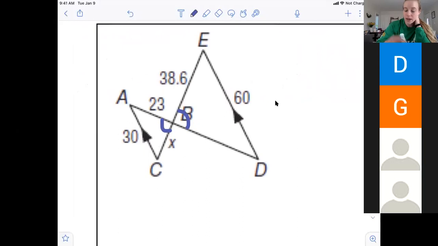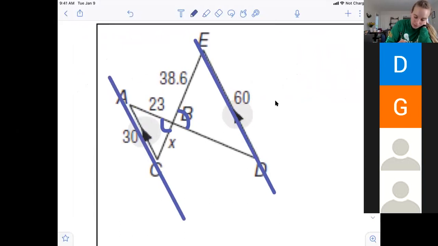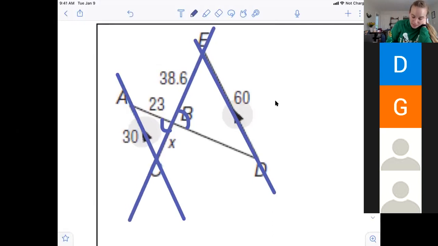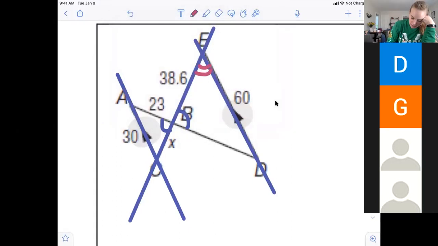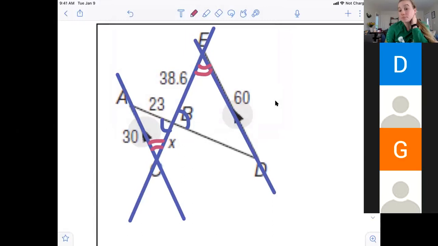I also need to get used to every time I see these parallel lines, ED and AC. Anytime I see parallel lines, I'm going to try and find a transversal for them to cut. So then I've got some angles that are congruent. This time I don't have corresponding. I've got these angles are congruent. Does anyone remember why E and C are congruent? What's the name of those? Alternate interior. There we go.